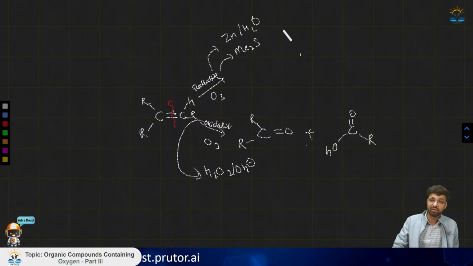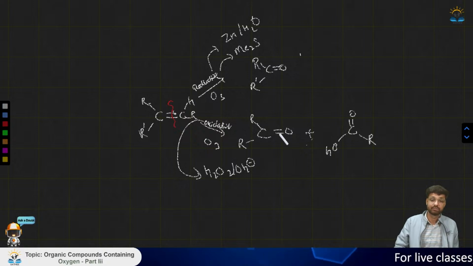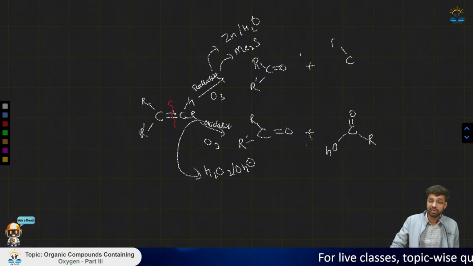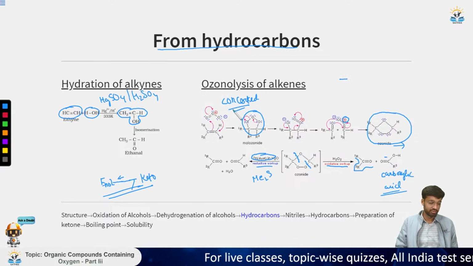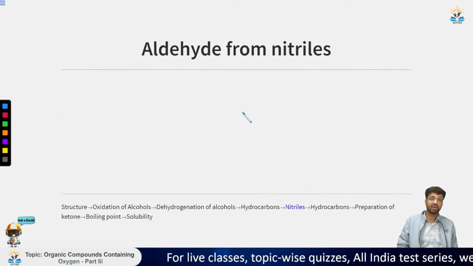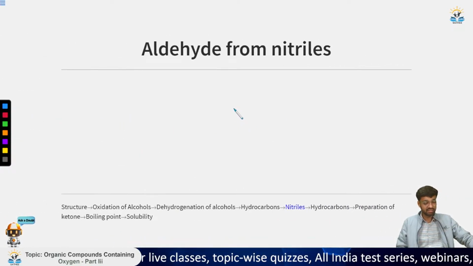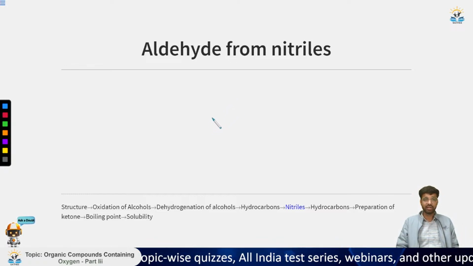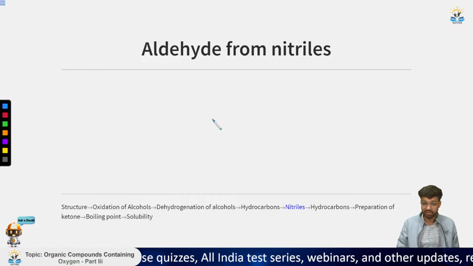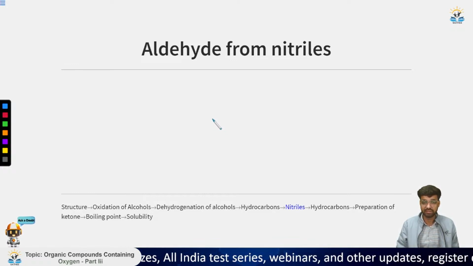Now this one will give us only aldehyde, since it is the reductive one, plus we'll get RCHO. So this is the summary of the ozonolysis of alkene. Next, these are the general methods from which we can prepare both aldehyde and ketone, depending upon the nature of the alcohol that we are taking: primary, secondary and tertiary.